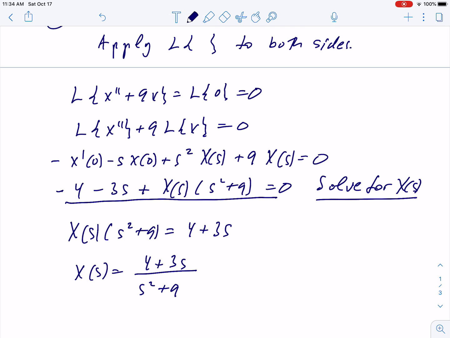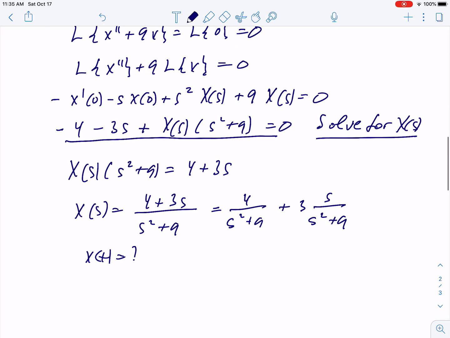And now we have to find x of t from here. Find the original from image. So we have done this. We have seen similar expressions. What we have to do is break in two different partial fractions. So this will be 4 over s squared plus 9 plus, and I shall write 3 deliberately in front, s over s squared plus 9. So the second expression is already formula.